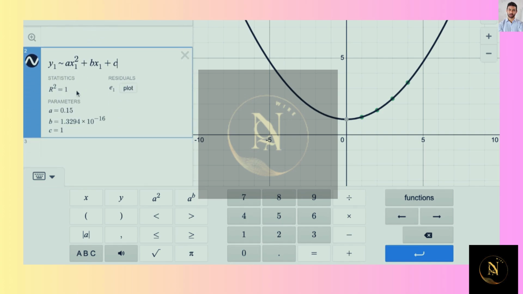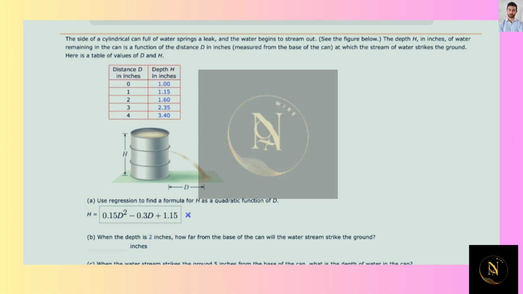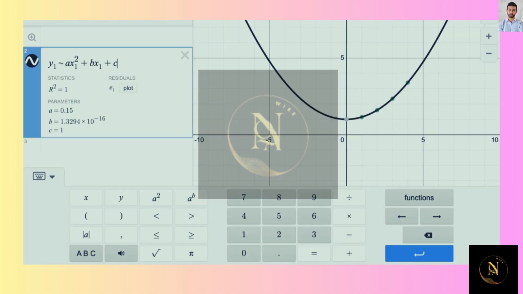So we see this is a perfect quadratic. There essentially is no b with that sort of very small number in scientific notation. Treat that as a 0. So it would be 0.15x squared, but x is d, and then just plus 1.